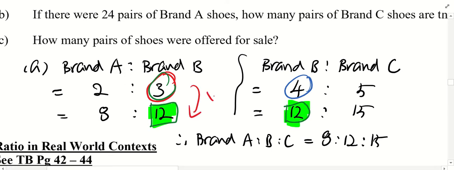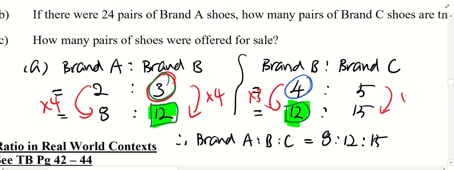So for the left hand side, it is multiplied by 4. So does the other side. On the right hand side, it's multiplied by 3. Okay, now that we have obtained the same number of units for brand B in both ratios, I can go ahead and combine them. 8:12 is to 15. And we're done for part A.